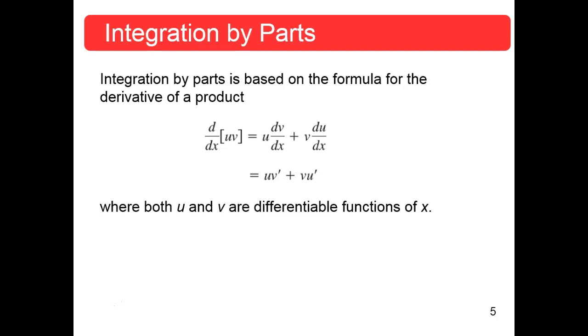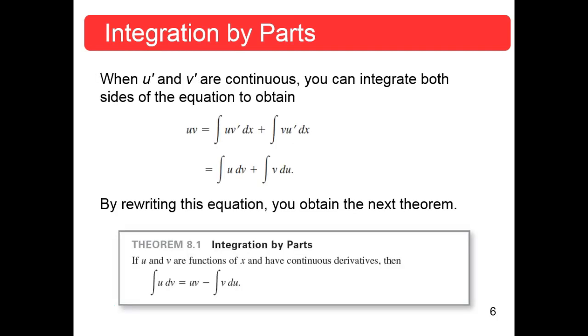So if you integrate this, again, I'd write it in differential form. d of uv is equal to u dv plus v du. Just leave off the dx's here. Integrate this, you get uv. Integrate this, you get the integral of u dv. Integrate this, you get the integral of v du. So uv is the integral of u dv plus the integral of v du. Now, so what? That hasn't helped us do anything. But if you subtract this from both sides, then you get this. The integral of u dv is uv minus the integral of v du.